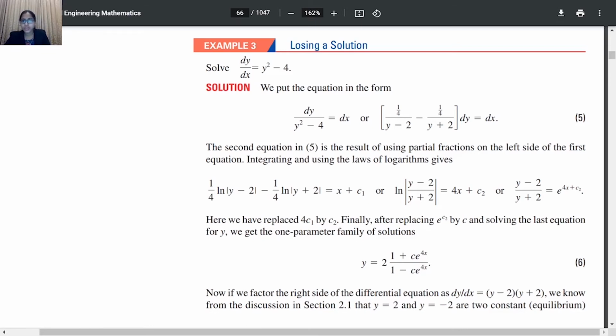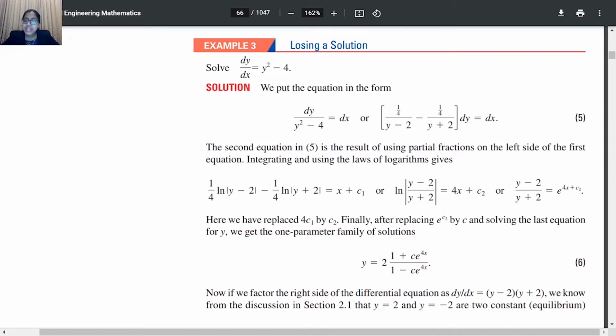These two are the solutions of this given differential equation. So just keep that in mind. We have two solutions, that is y is equal to 2 and y is equal to minus 2. Now let's come back to the one parameter family of solutions, that is y is equal to 2 into 1 plus c into e raised to 4x divided by 1 minus c into e raised to 4x.